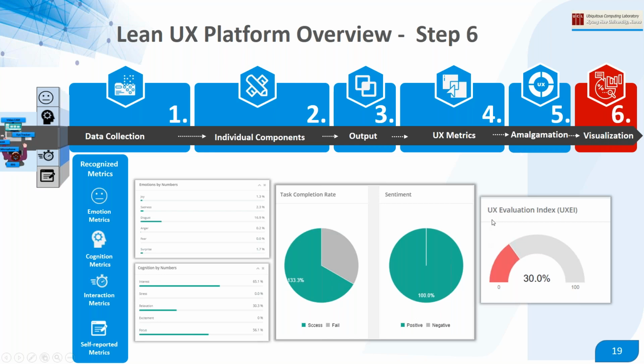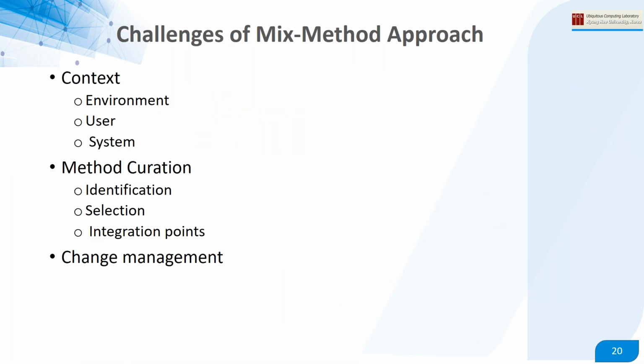This is the platform overview. Now, based on our experience developing the LeanUX product, we face many challenges. The first one is the context, the second one is method curation, and the third one is change management. I already mentioned that the context has three main factors: environment, user, and system. While evaluating any product, there is heterogeneity, different groups of users interacting with your system, and the environment can also be affected.